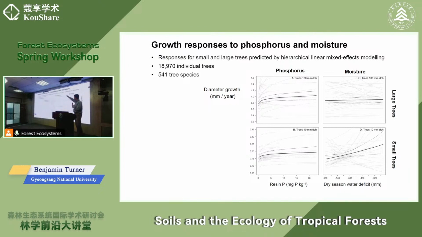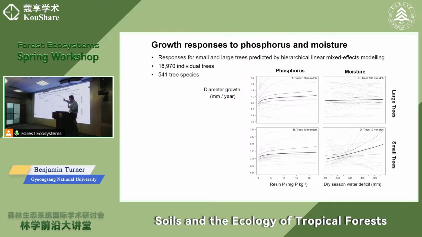What I'm showing here is growth responses in millimeters per year to phosphorus for large trees and small trees, and responses to moisture, again, for large trees and small trees. And the effects of phosphorus, this is phosphorus in the plots, in those 1 hectare plots that I talked about earlier. Basically, the response is small, but it's very consistent. And you can see the faint gray lines are individual species. You can see most species responding to phosphorus in their natural ranges by increasing their growth. And the black lines are the meta growth response, the average of all those species.